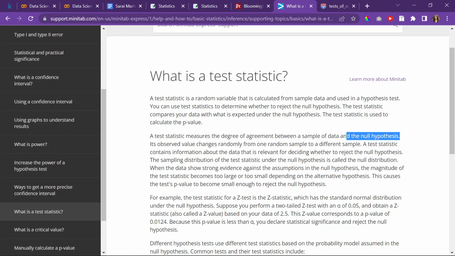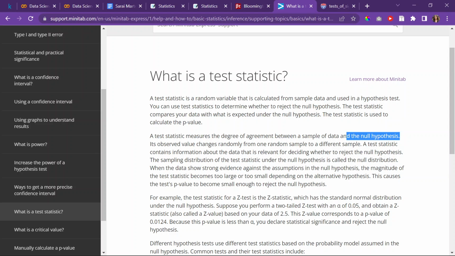Okay, so its observed value changes randomly from one random sample to a different sample. A test statistic contains information about the data that is relevant for deciding whether to reject the null hypotheses. The sampling distribution of the test statistic under the null hypotheses is called the null distribution. What? The sampling distribution. Sure.